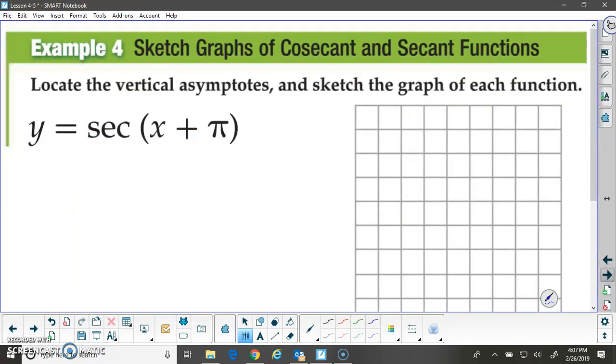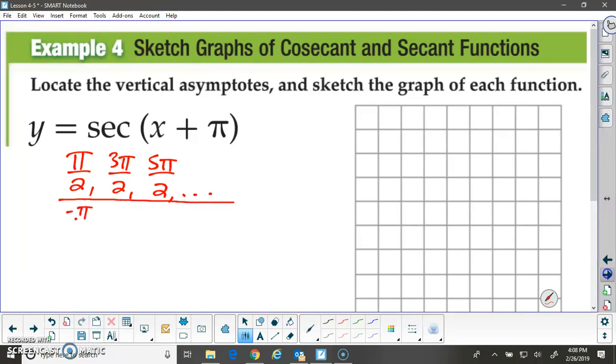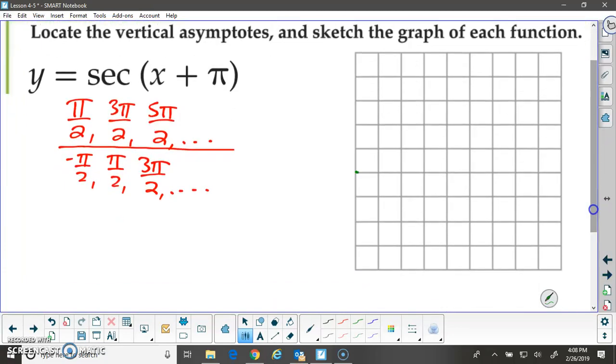Last example, here's a secant graph that's being shifted to the left pi. Normal asymptotes for a secant function are at the half pis. But everything's being shifted to the left pi. So that's not going to change where we have asymptotes. We're going to have asymptotes in the same place, but it is going to change where we have the U-shaped parabola curves. So that's where the asymptotes are going to be. So let's set up the x-axis in such a way that makes it easy to show where those asymptotes are.